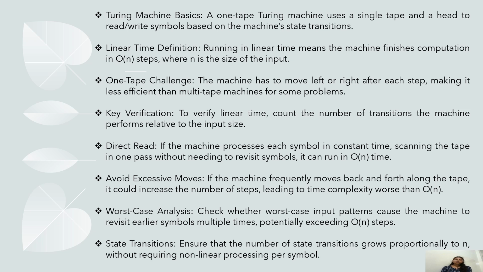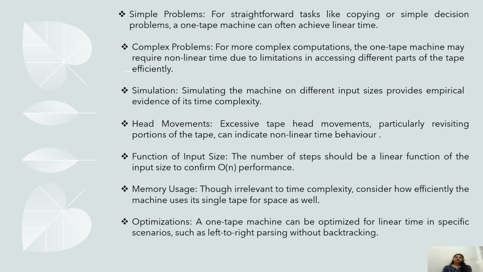The next is worst case analysis. Check whether a worst case input pattern causes it to revisit early symbols multiple times, potentially exceeding O of n steps. The next and last is state transition. Ensure that the number of state transitions grows linearly, without requiring non-linear processing for a symbol.